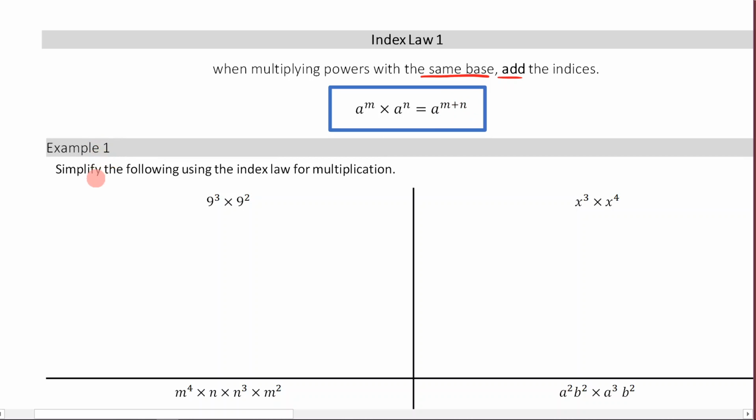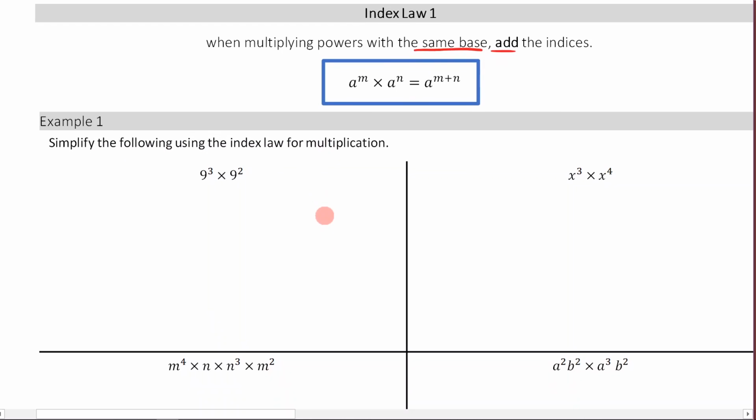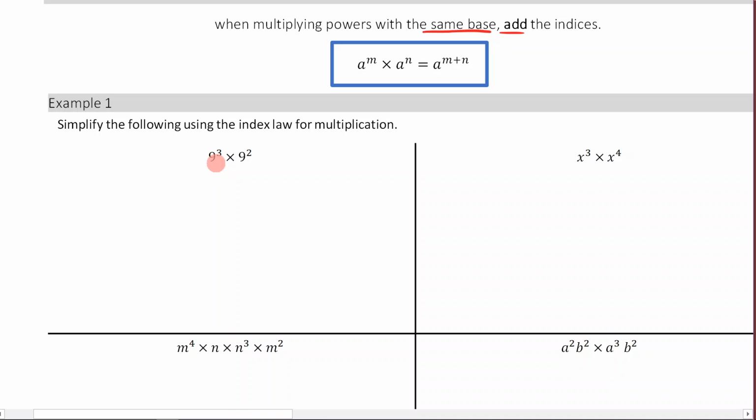Okay, example 1. Simplify the following using the index law for multiplication. All right, so here we have 9 to the 3 times 9 to the 2. So according to our index law here, what we would do is because we have 9 to the power of 3 times 9 to the power of 2, that's going to be equal to 9, 3 plus 2.